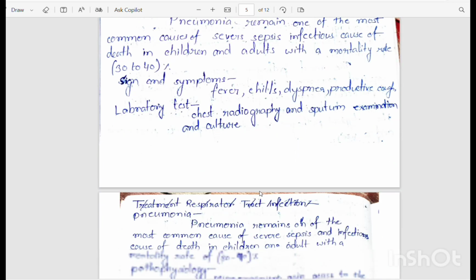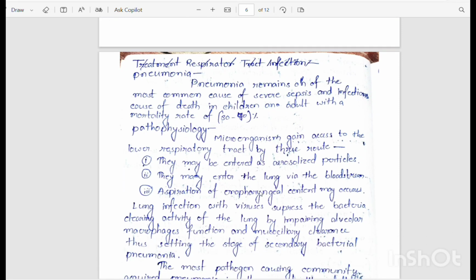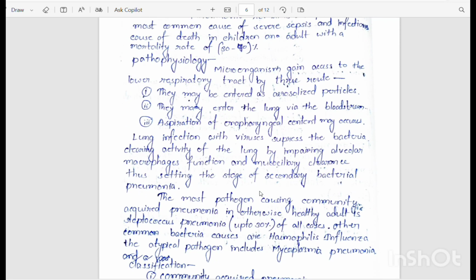Now we can move to the pathophysiology of pneumonia. Microorganisms gain access to the lower respiratory tract by three routes. The microorganism means the antigen. The antigen is the infecting bacteria or viruses that infect the respiratory tract. So these microorganisms enter the lower respiratory tract by three routes.